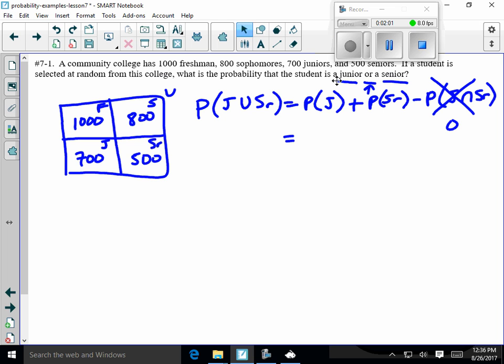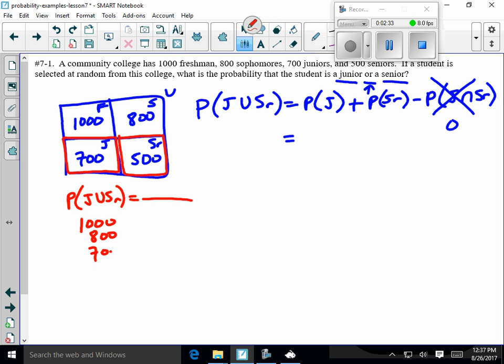These spaces here of being a junior and being a senior are what we call disjoint events. You can't be a junior and a senior at the same time. And so that means we're going to add this up. If I was using the Venn diagram, the probability of being a junior or a senior is going to be over the total number of students. So I would add all the students up: 1,000, and then 800, and 700, and 500. We end up getting 3,000 students total on the bottom, because we're selecting one student out of all of them.